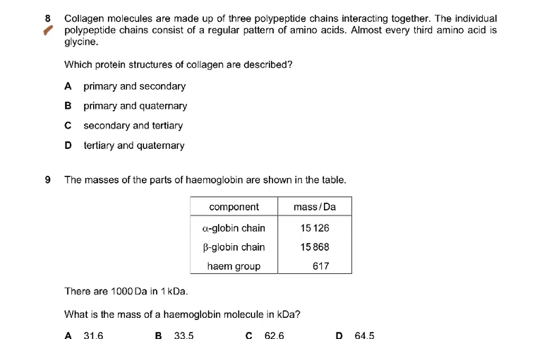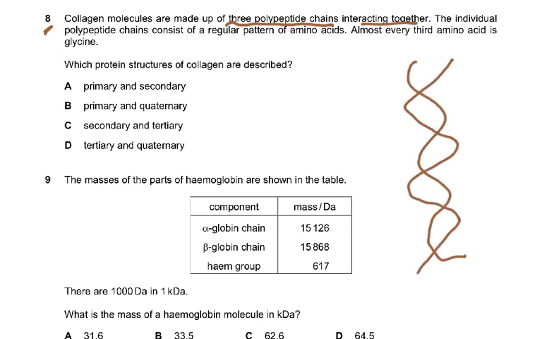Question number 8. Collagen molecules are made up of 3 polypeptide chains interacting together. 3 polypeptide chains, 1, 2, 3. The individual polypeptides consist of a regular pattern of amino acids. Glycine is every third amino acid. Almost every third amino acid is glycine.